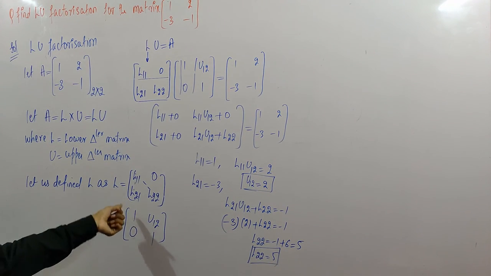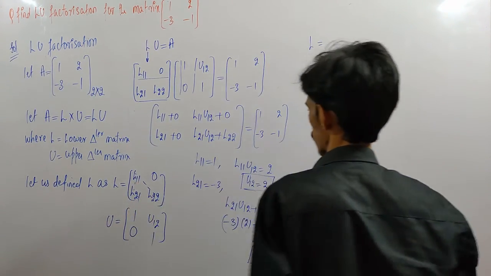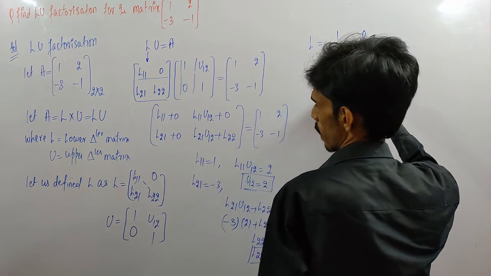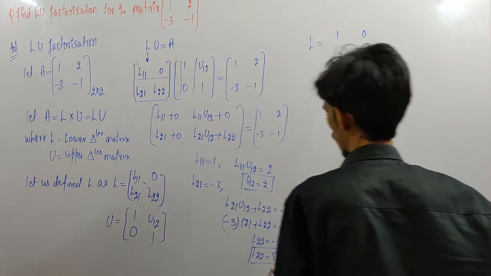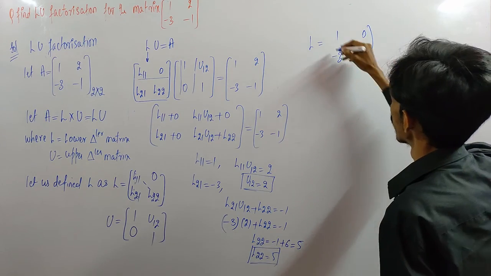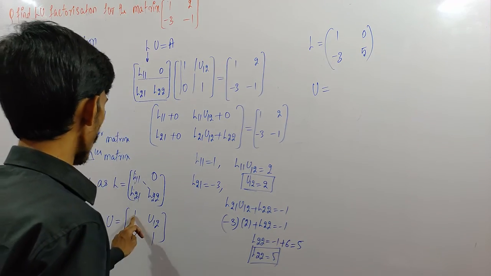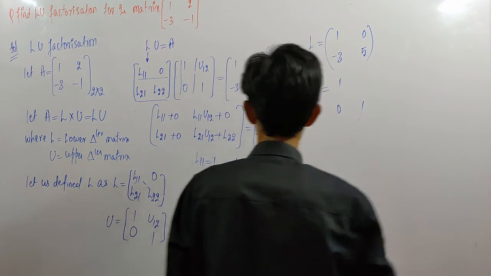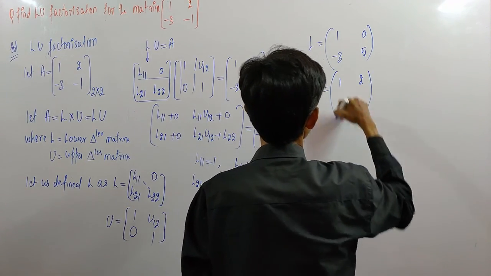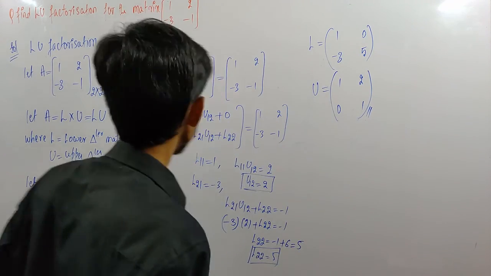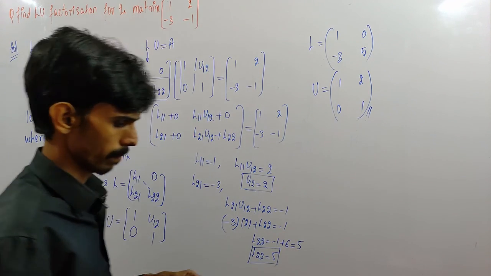Now we got these unknowns. L value as L11, so L11 is 1, 0, we have L21 value is minus 3, L22 value we have 5. Next we have U matrix, we have 1 0, 1, U12 value is 2. We got the factorization of matrix A. If we multiply these two matrices, we will get A again. So this is the answer.